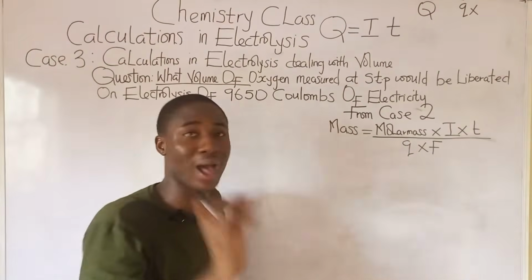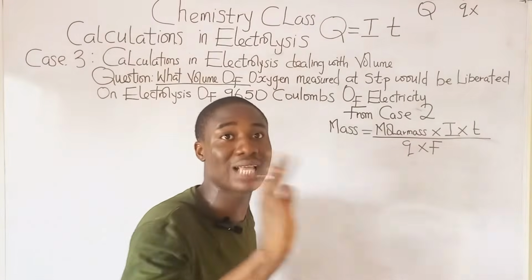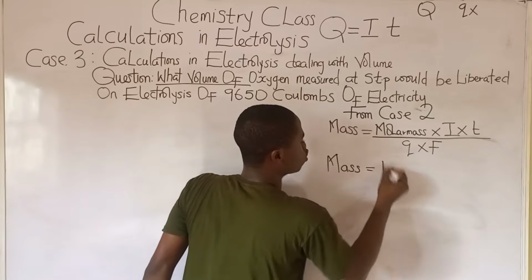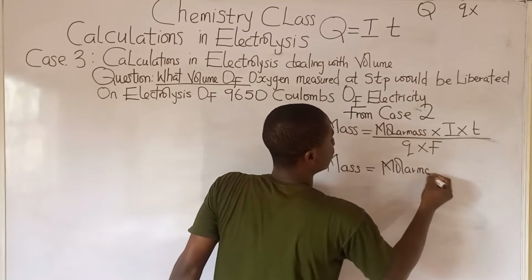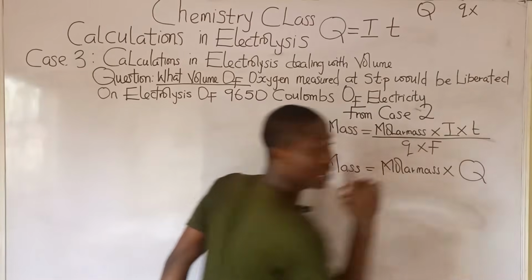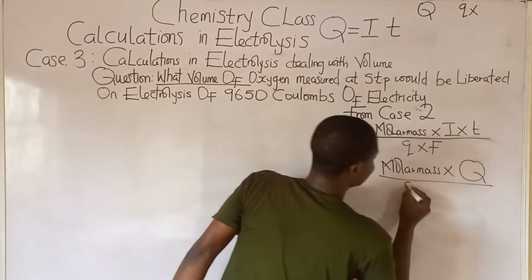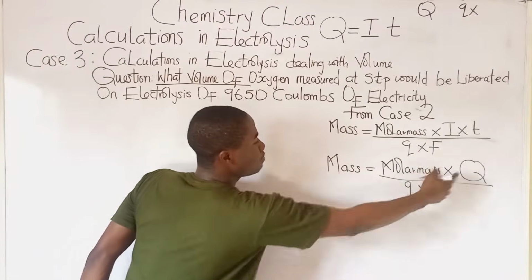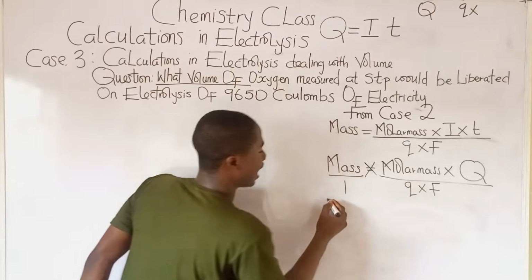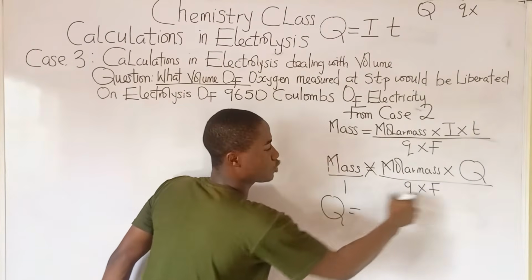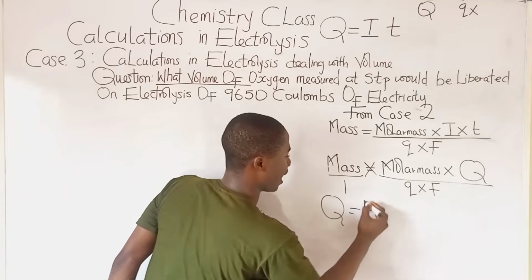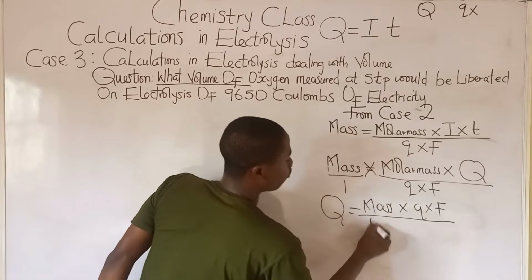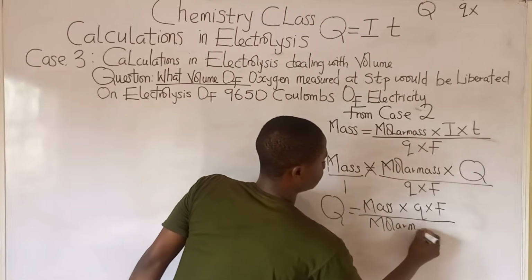Since I've said that q is equal to IT, I'll remove it and put q there. So mass will now be equal to molar mass times the big Q, which I've interchanged, over small q times F. Moving further, let's make big Q the subject of the formula. Big Q will now be equal to mass times q times F over molar mass.